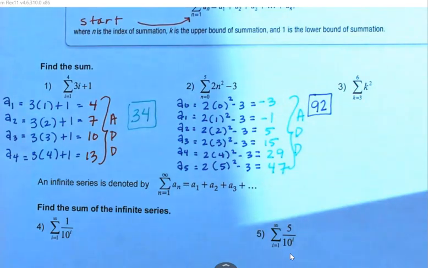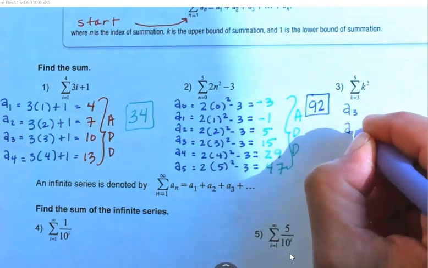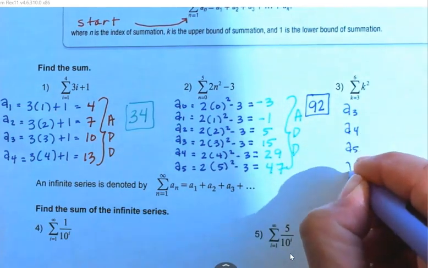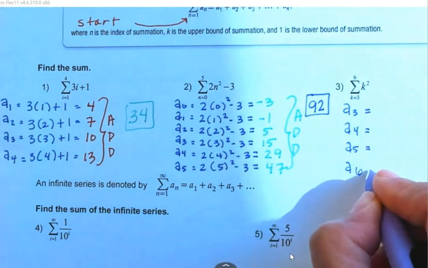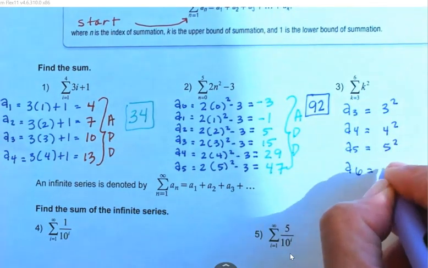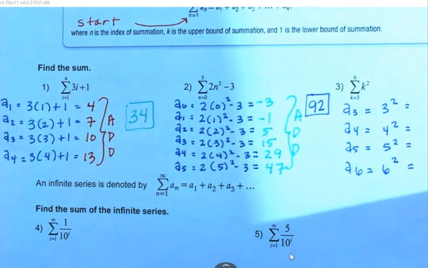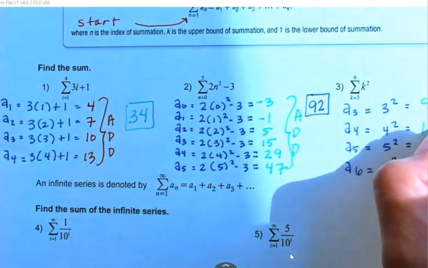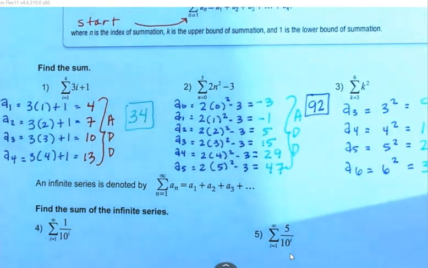All right, for number 3, we are starting at a sub 3. We're going to stop at a sub 6. And guys, we're just squaring these and then adding them up. So we're going to do 9 plus 16 plus 25 plus 36. And you guys should get 86 when you add these up. All these add up to 86.